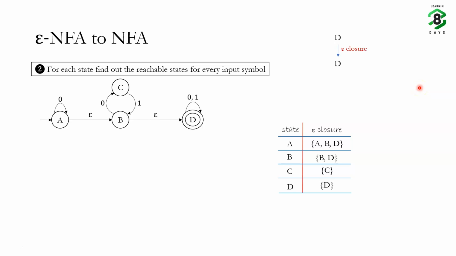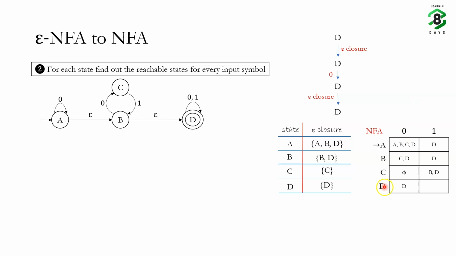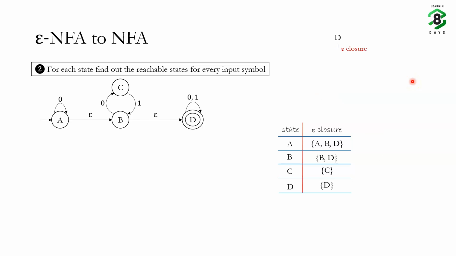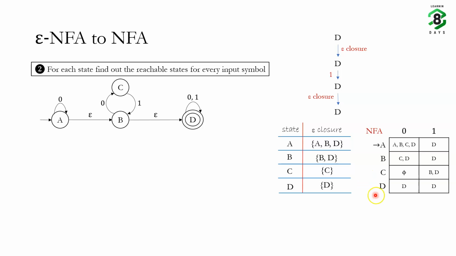On state D the Epsilon closure takes us to state D. If we get input 0 at state D we are going to remain in state D, and the Epsilon closure of that is state D itself. So on state D with input symbol 0 we are going to remain in the same state. Then from that state with input symbol 1 we can go to state D itself, and the Epsilon closure of state D contains the same state. So basically for input symbol 1 on state D the system transitions to state D.